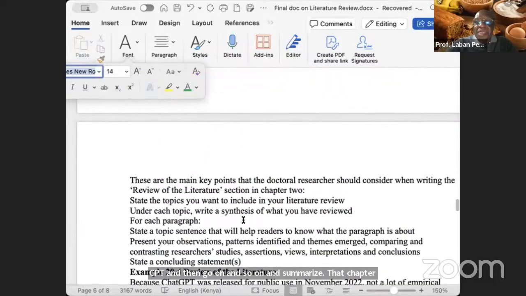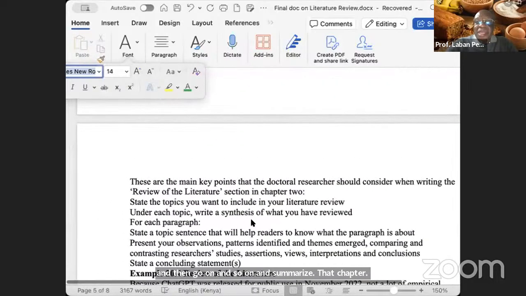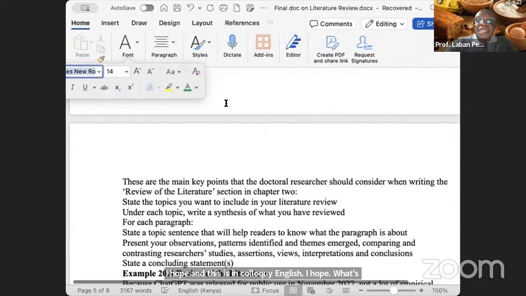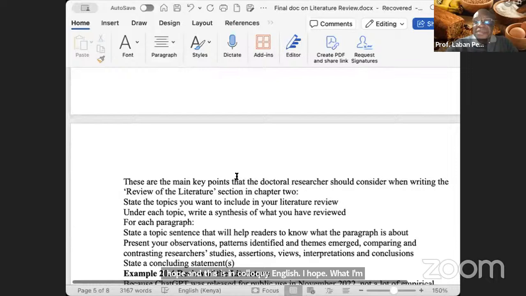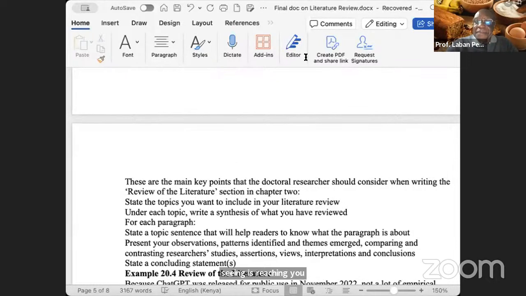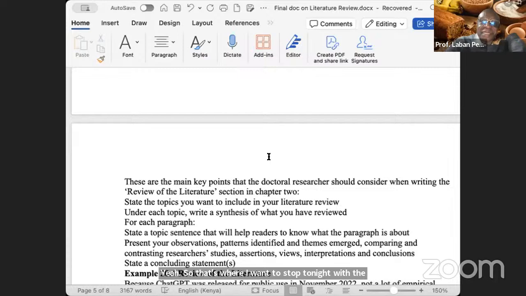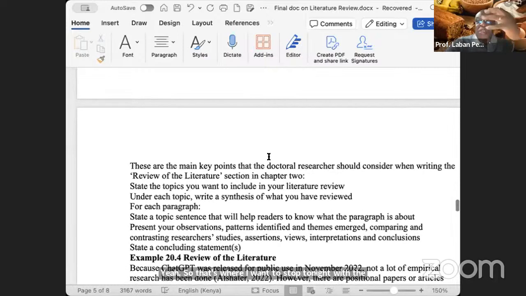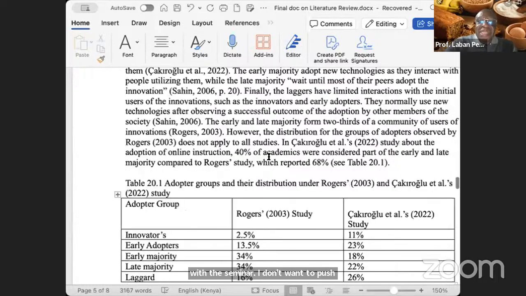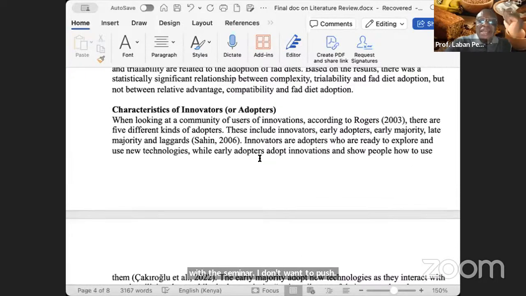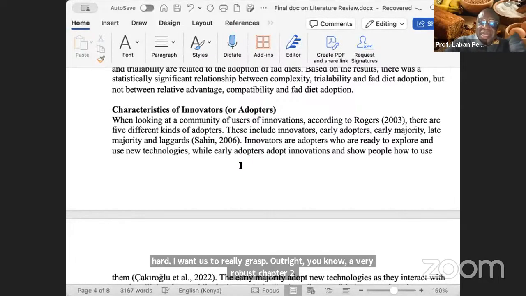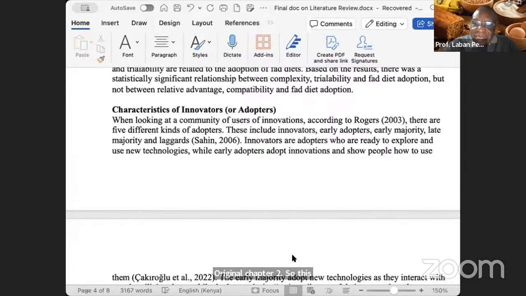I hope, and this is in colloquial English, I hope what I'm saying is reaching you. So that's where I want to stop tonight with the seminar. I don't want to push too hard. I want us to really grasp how to write a very robust, original chapter 2. So this is actually what I would expect. Let me stop sharing this and show you this.